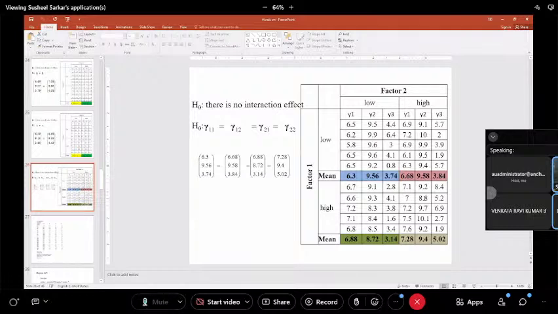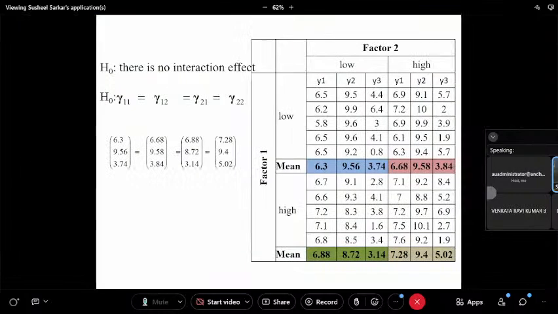So these four combinations, these four vectors, are they significantly different from each other? Is my PPT visible now? Yes, sir. Now, with the p value of 0.3, it is saying no, these are not significantly different. So this is called interaction effect.